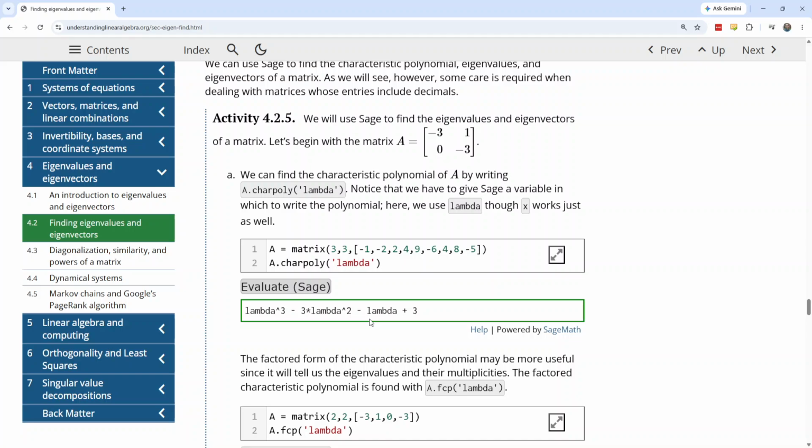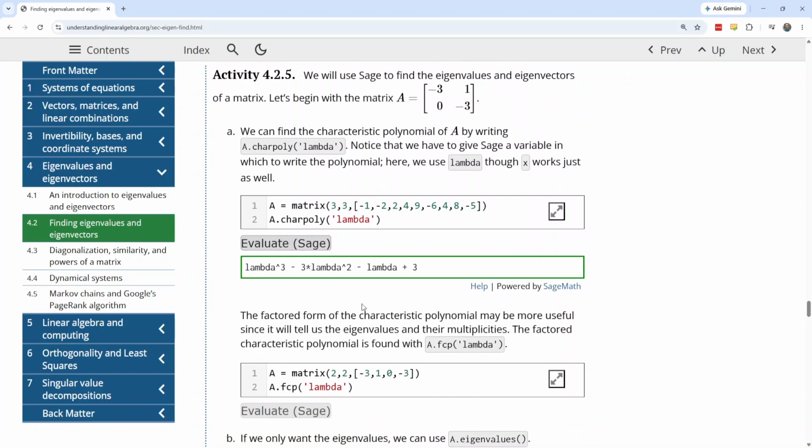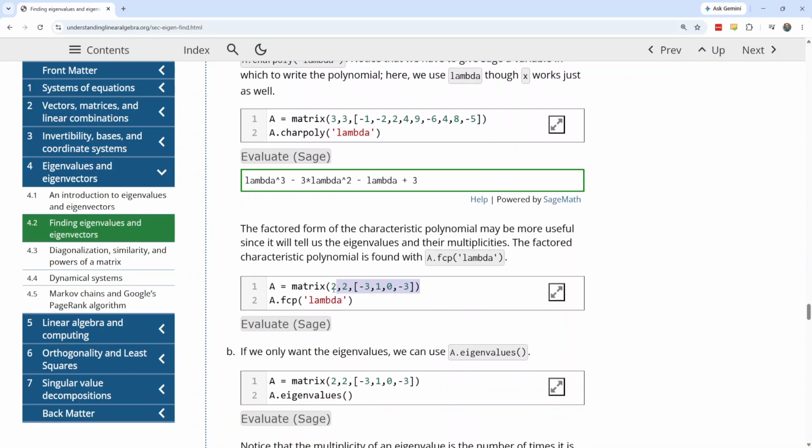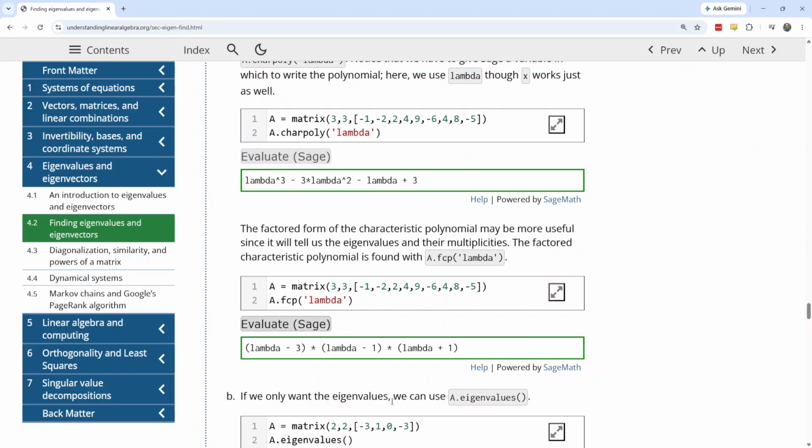If we went through all that work and simplified it all the way down to this, we'd be at the step of, okay, I need to now find the roots of this thing. So there are a variety of ways you might have done that in an algebra class. Let's come down here. So this next one, if we run this, will give us the factored form of that characteristic polynomial. A little bit nicer, right?